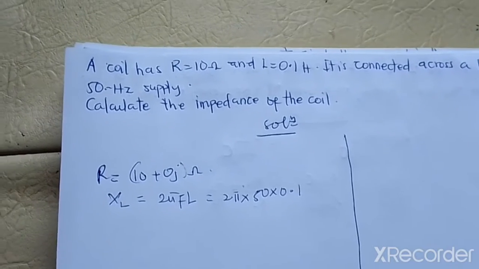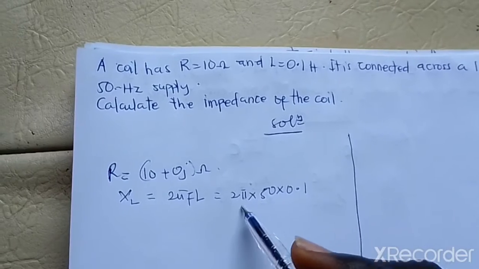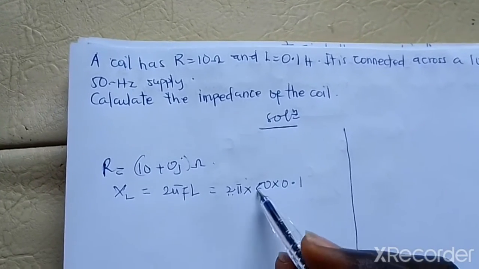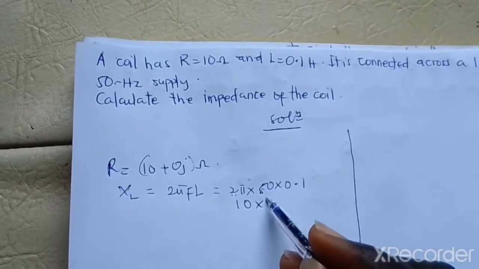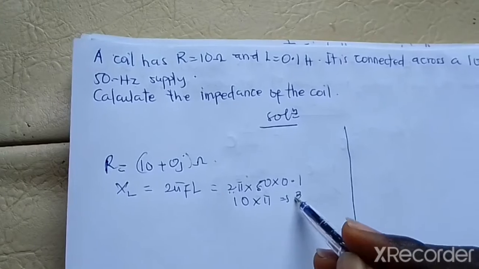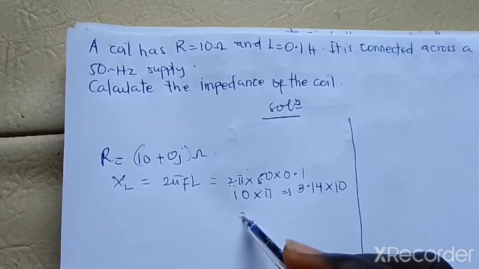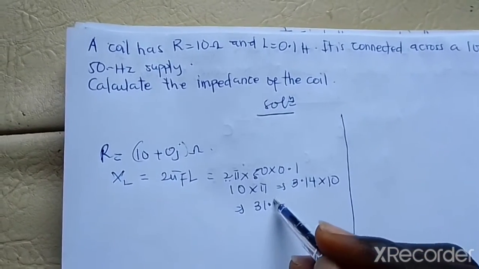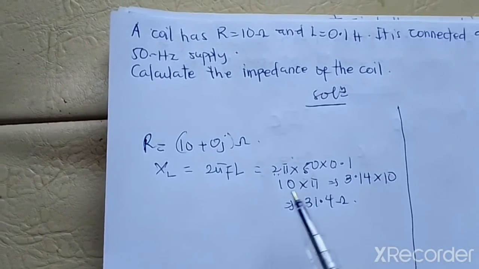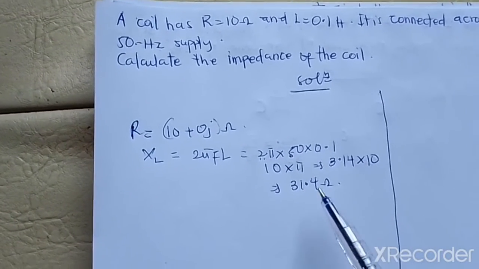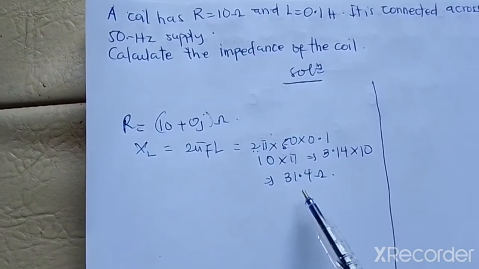And what will this give us? We take pi to be 3.14. So 2 times 50 will give us 100, and 100 times 0.1 will give us 10. So we're going to have 10 pi, and we know that this is the same as 3.14 times 10, which is equal to 31.4 ohms.